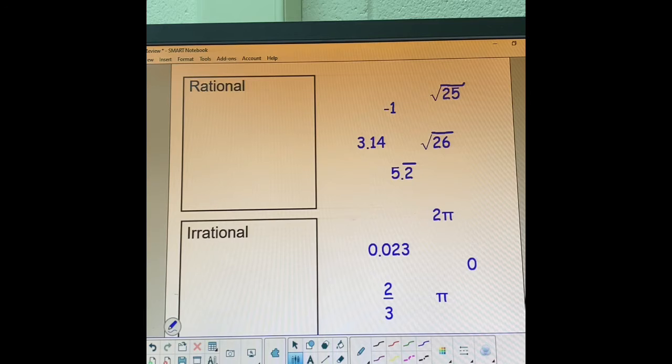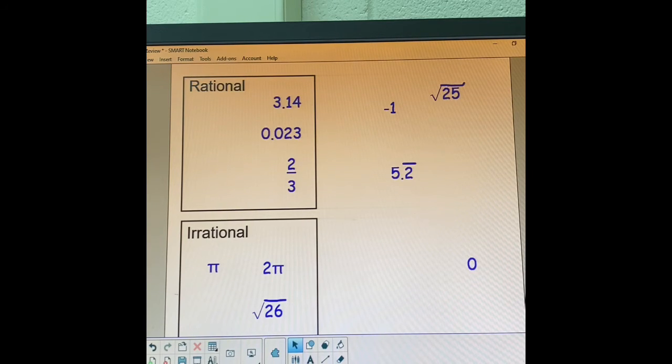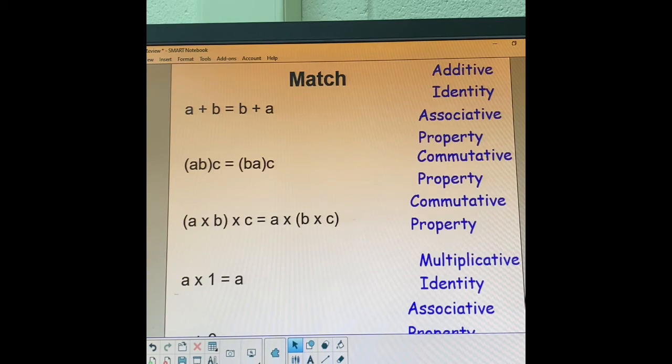Which ones are rational and which ones are irrational? Guys, we talked about this a lot. Anything related to pi, for the most part, is going to be irrational. Any square root that has a number under it that is not a perfect square is also going to be irrational. Remember, repeating decimals, terminating decimals, 0, they're all rational.